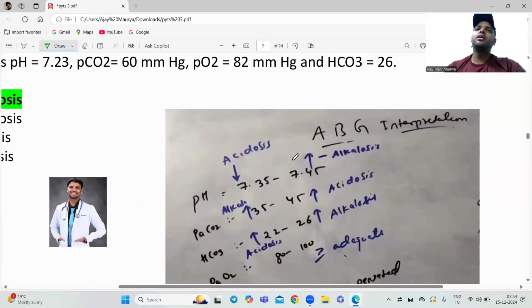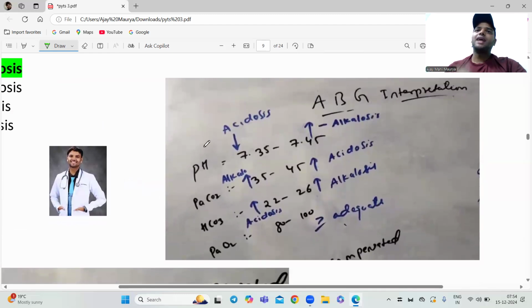Okay. See, this is my handwriting. I used to teach students, like 10th class students, intermediate students. Okay. Now, see here, guys.